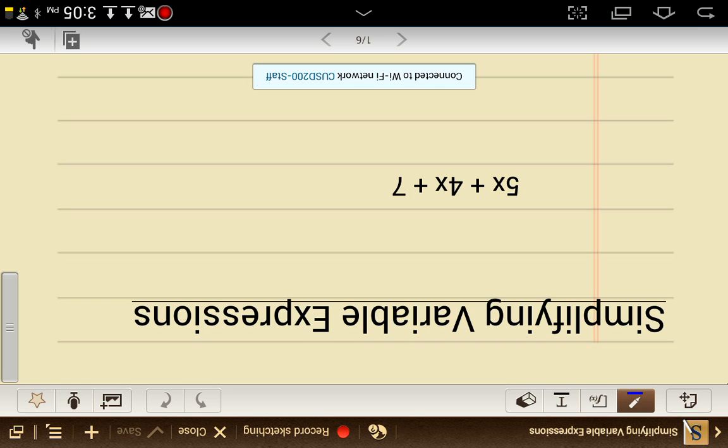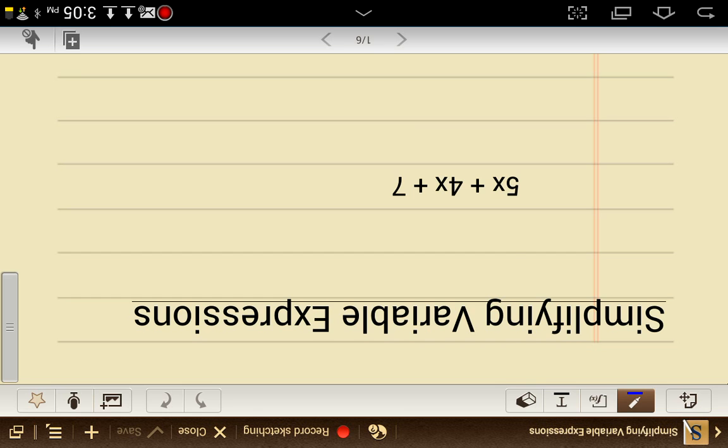All right, first thing I want to talk about in our simplifying variable expressions, which is what this lesson is on, is I want to go over some definitions. Now, I'm not going to have you write down the definitions, but I do want to have you go over them so you know what I'm talking about. You do need to know these words, so make sure you understand what they are.